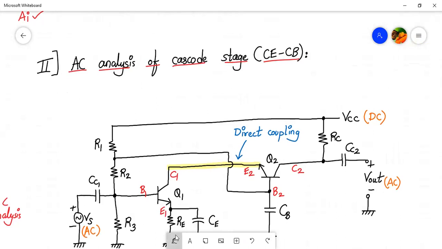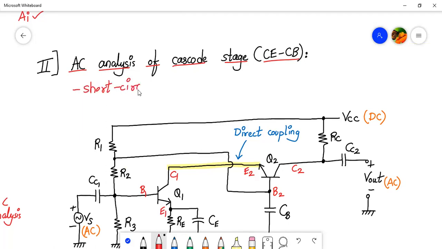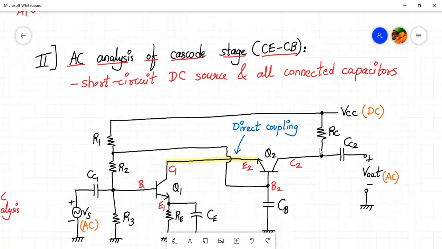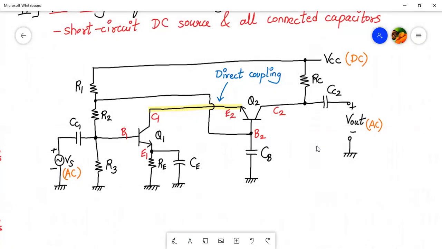So for the AC analysis, what are the conditions to be followed? We need to short circuit the DC supply or DC source and all connected capacitors. That is what we will be doing right now, live.